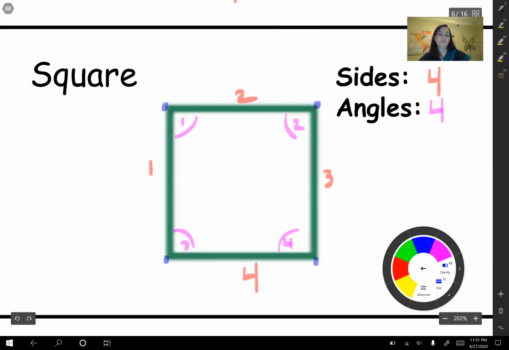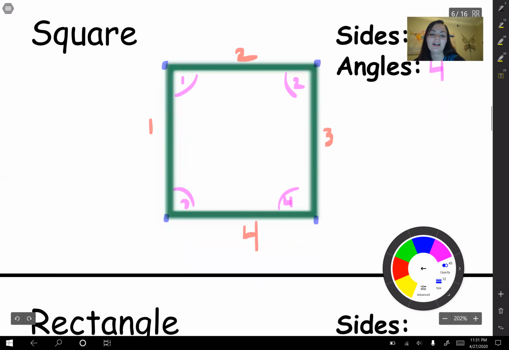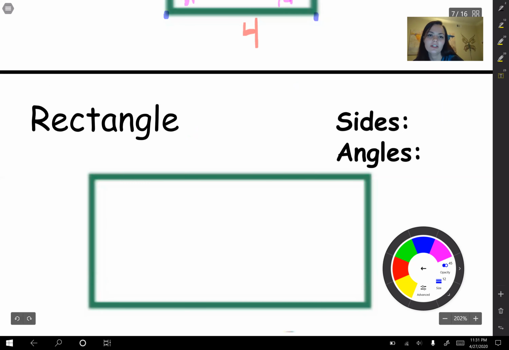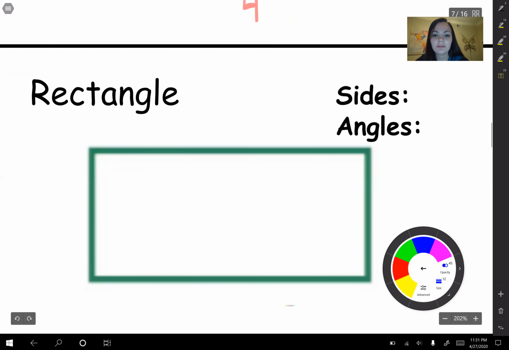A square is a very special shape because a square is also a rectangle, because a rectangle just means it has 4 sides. The square has to have equal sides. The rectangle does not have equal sides. So this is not a square, this is a rectangle.